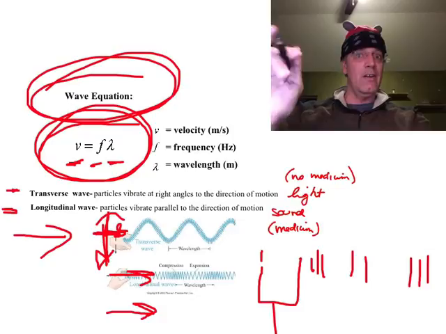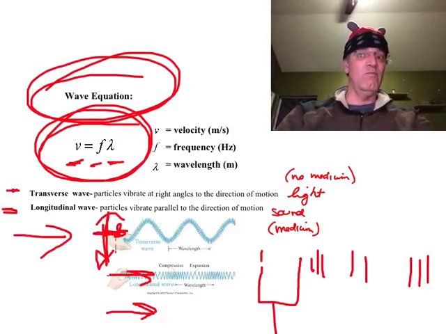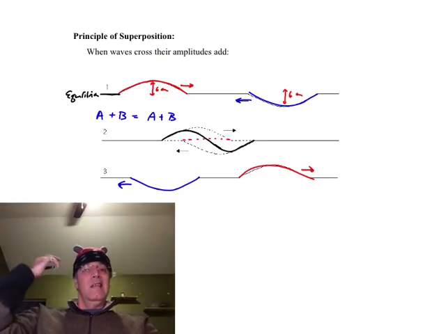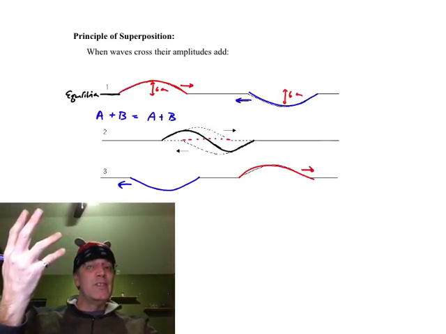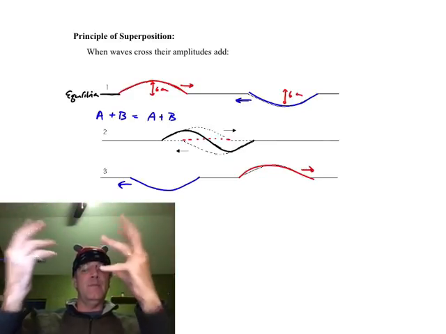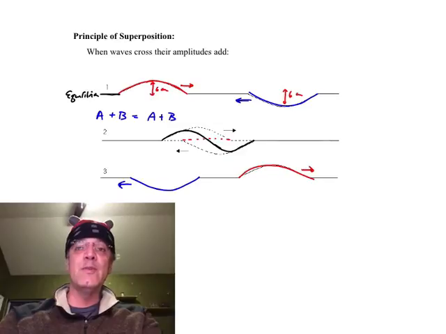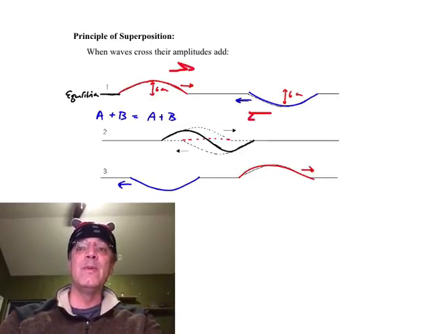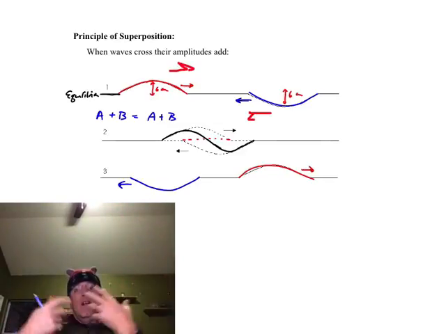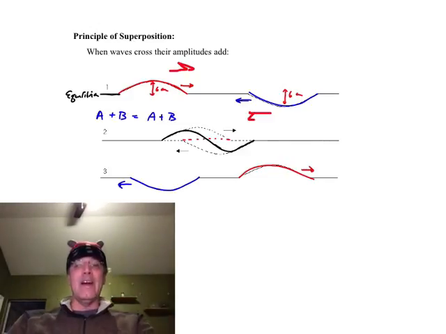Ocean waves are a combination of the two. See if you can figure that out or look it up. The principle of superposition tells us what to do if two waves are going to occupy the same space. Because if it's a disturbance, I can have a disturbance going one way and the other way. The blue one's going to the left, the red one's going to the right. So what happens when they would occupy the same space?